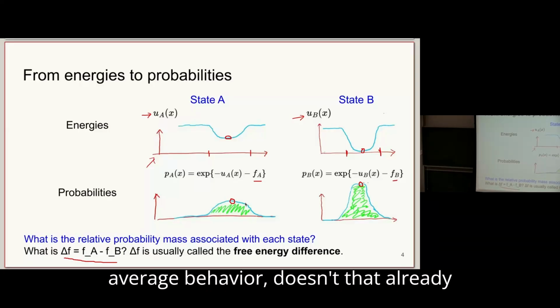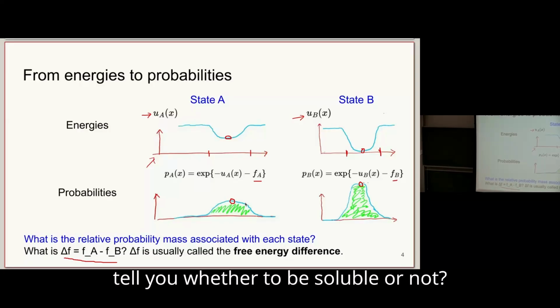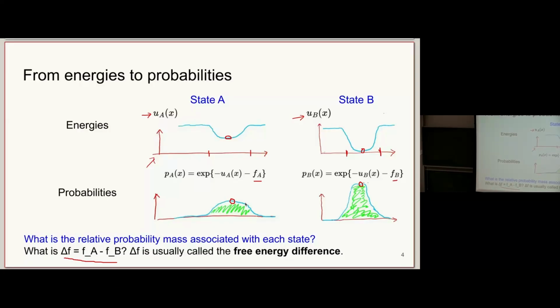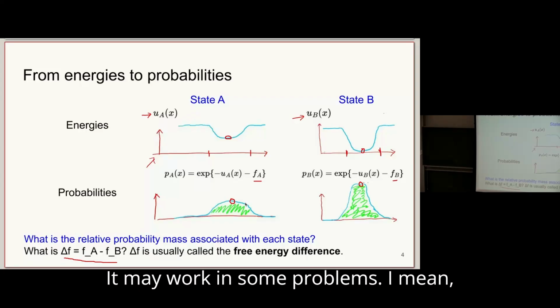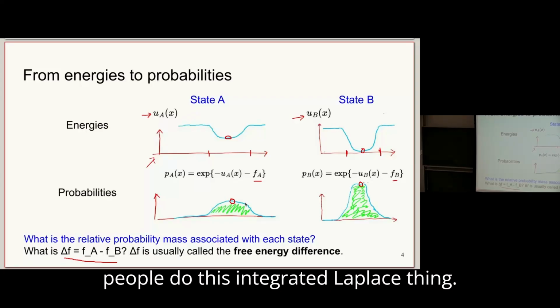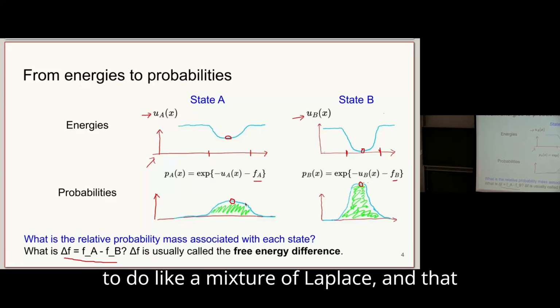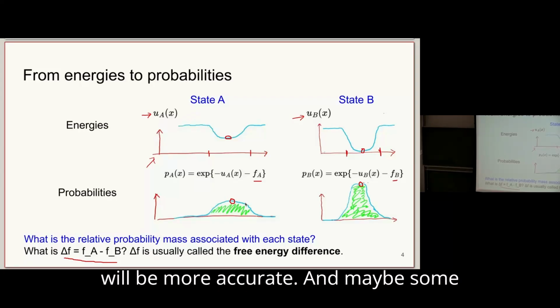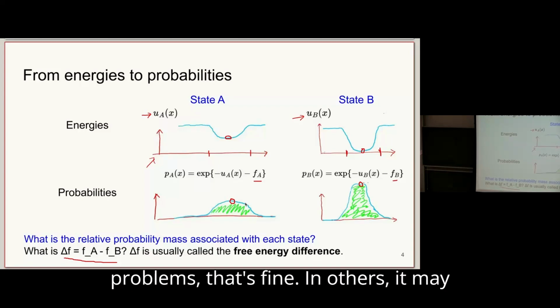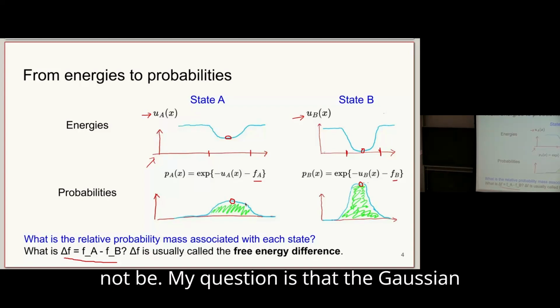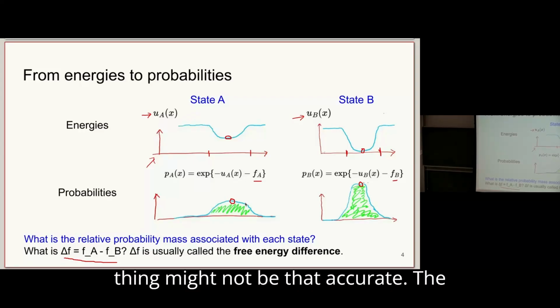If you just know the average behavior, doesn't that already tell you whether it will be soluble or not? It may work in some problems. People do this integrated Laplace thing. So you could try to do a mixture of Laplace, and that will be more accurate. Maybe in some problems that's fine, in others it may not be. My impression is that the Gaussian thing might not be that accurate.